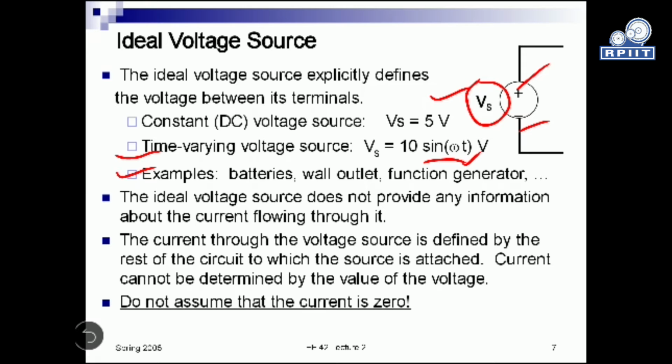The ideal voltage source does not provide any information about the current flowing through it. So the ideal voltage source only represents the voltage, basically the constant voltage. So it will not give current information at any span of time. The current through the voltage source is defined by the rest of the circuit to which the source is attached. So basically whatever our circuit is attached with the source, it will give the information about the voltage of that particular source. So current can't be determined by using the value of this voltage. And don't assume that current is zero for the same ideal voltage source.